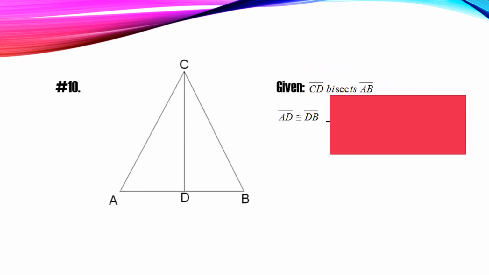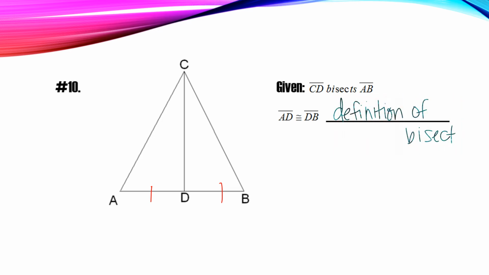So for number 10, CD bisects AB, which means AD is congruent to BD because of the definition of bisects. Whenever you see that word bisects, it means something is going to be congruent to another thing.